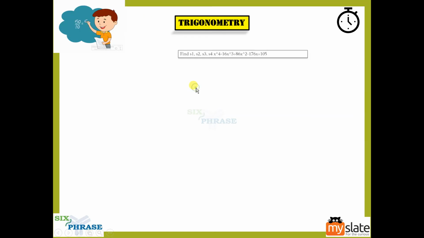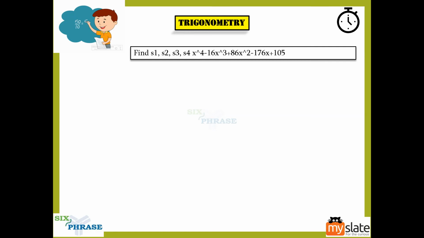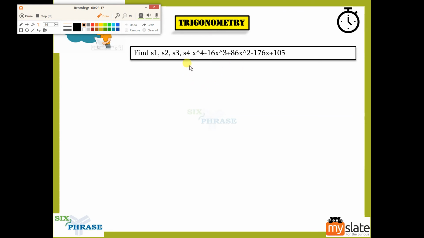Right. So the next question. Find S1, S2, S3 and S4. As you can see, we have a question with power 4, and S1, S2, S3, S4 are the sums of their roots. So for 3, you know how you found it, guys. You know how did you find it for 3? See, for 3, let us say we have 3 roots.